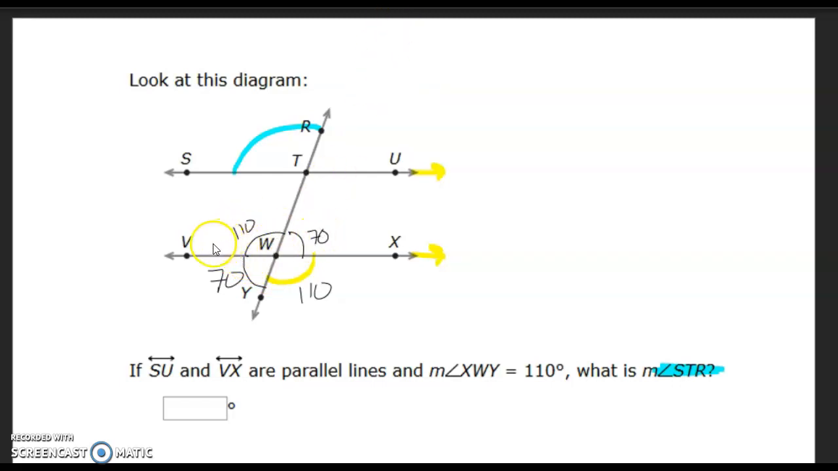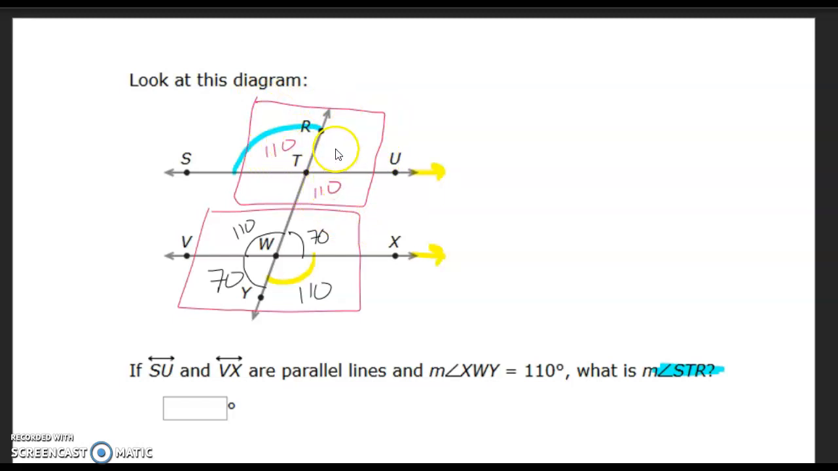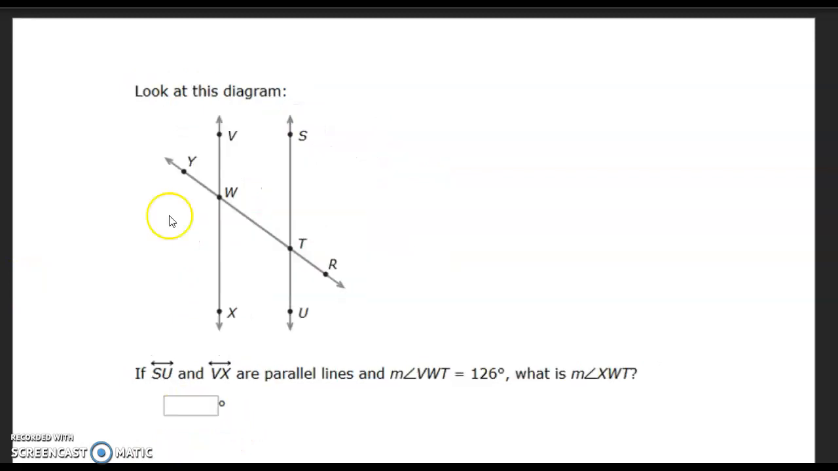And when we did this, because these are parallel, whatever is happening here is also going to happen in this same scenario. So we're going to have 110, 110, 70, and 70. So if it wants STR, which is this big one, it's 110 degrees. Let's do one more example.